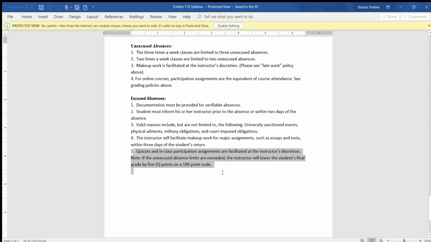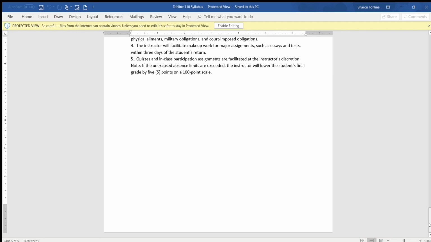So if you have too many missed participation assignments that don't get excused, it's going to start to affect your grade, is basically the point that's being made here. That's not nearly as complicated as it sounds. The point that this section is making is please make sure that you're participating in the class on a weekly basis. So those are the basics of the syllabus.